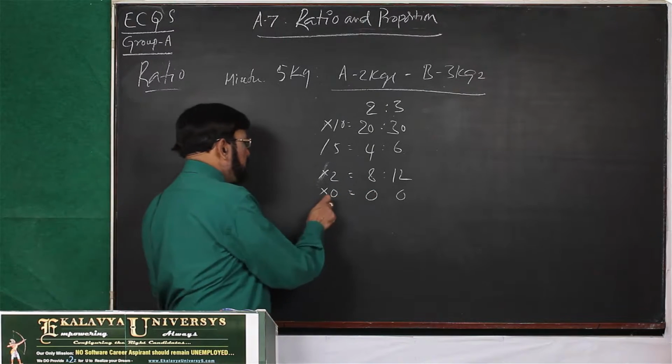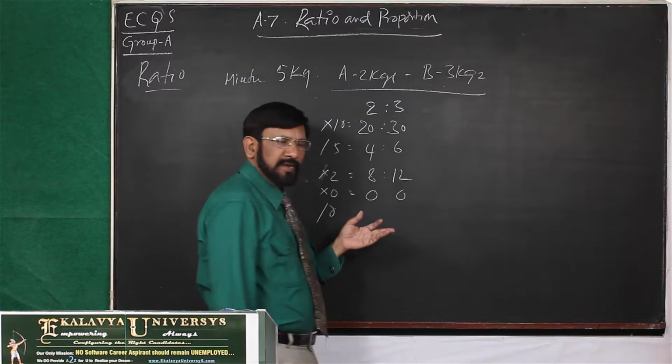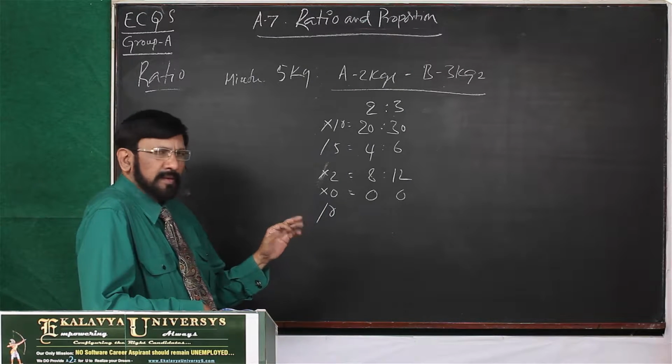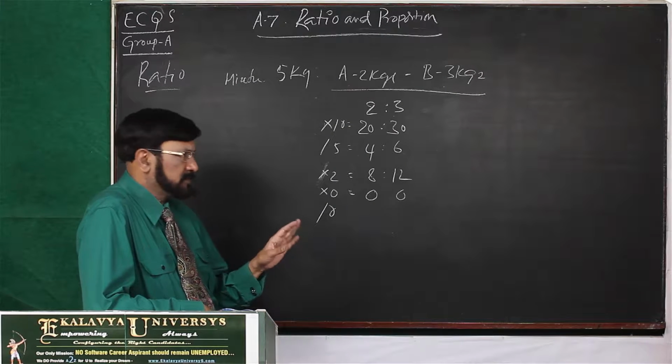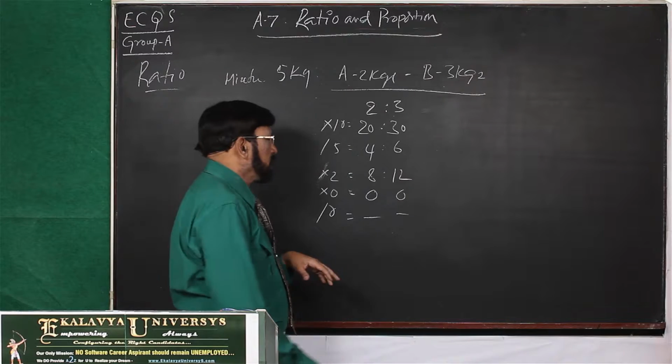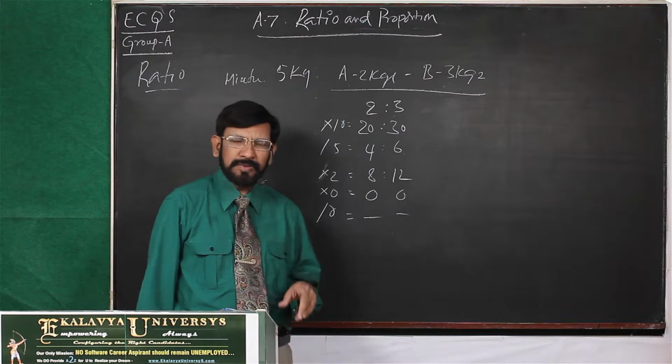Now we see dividing by 0. Actually this is integer division. Integer division by 0 is not defined in mathematics. So we do not know the value. That's why you must always remember this.